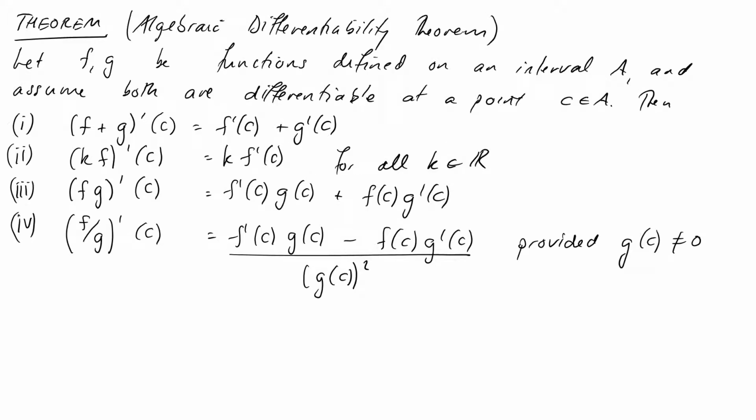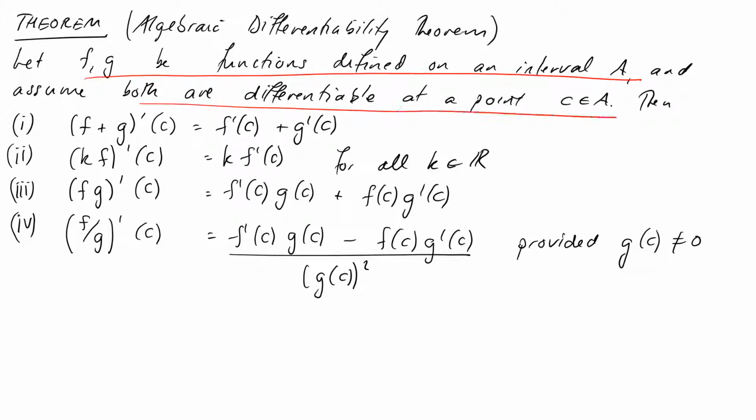So we'll begin with our algebraic differentiability theorem. This is the one that just lets us look at sums, products, scalar multiples, and quotients of differentiable functions. So the setup is very straightforward. We've got two functions defined on the same interval and assume they're both differentiable at the same point of the interval. Now the first one just says that the derivative of the sum of the two functions at c is just the sum of the derivatives.